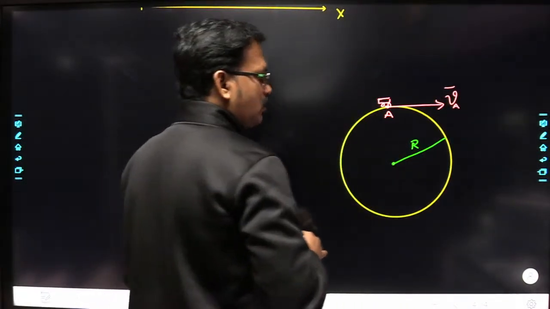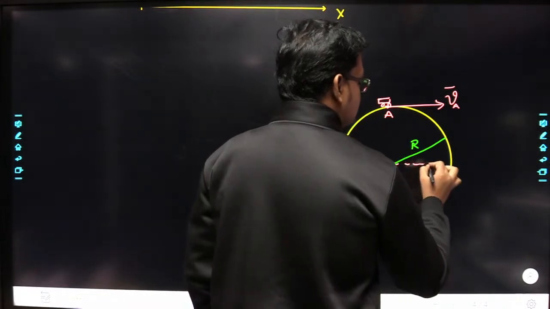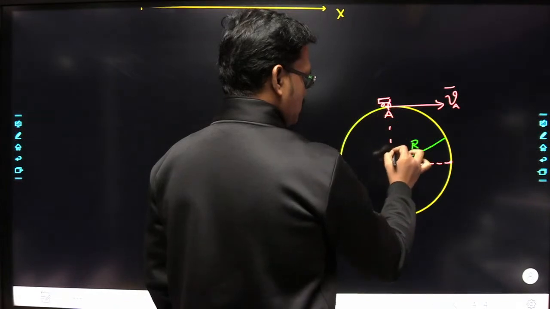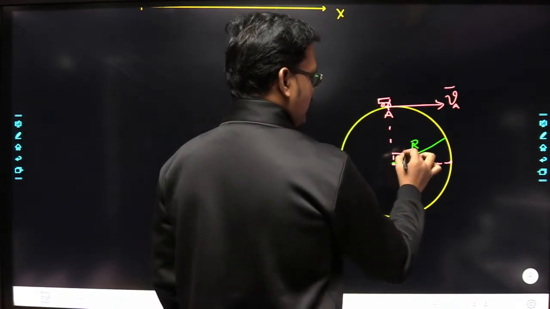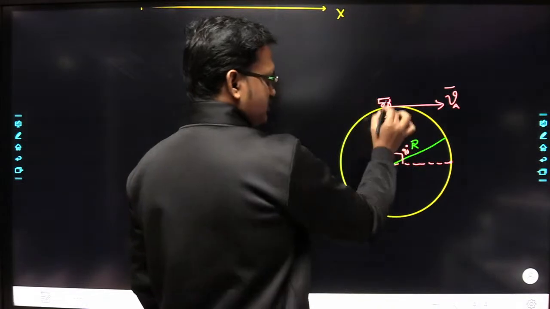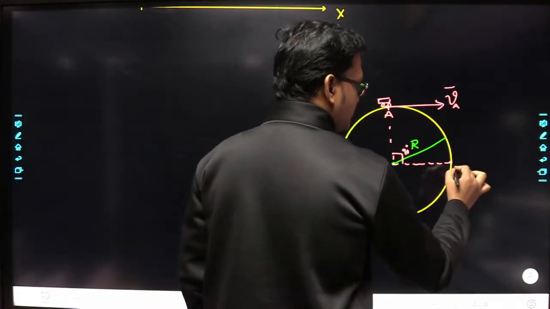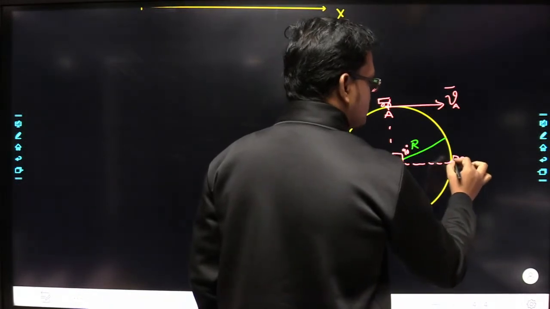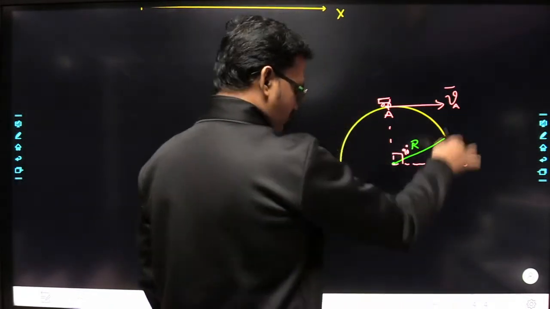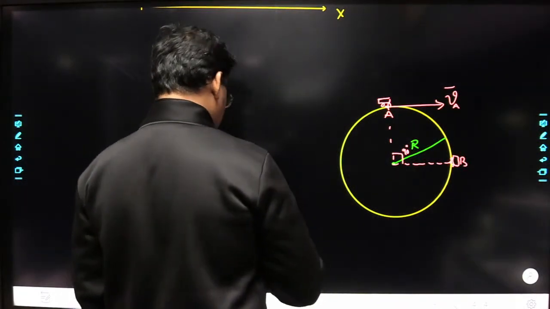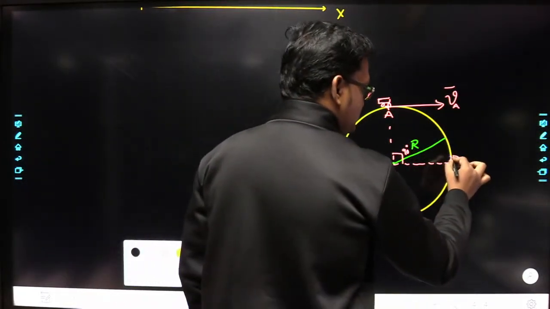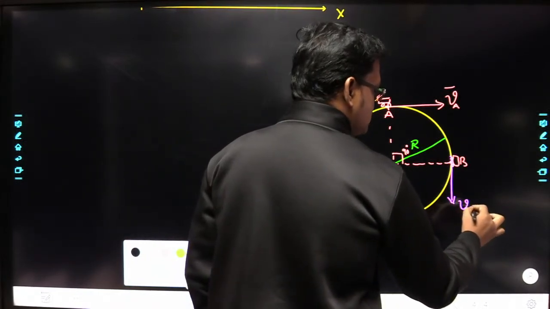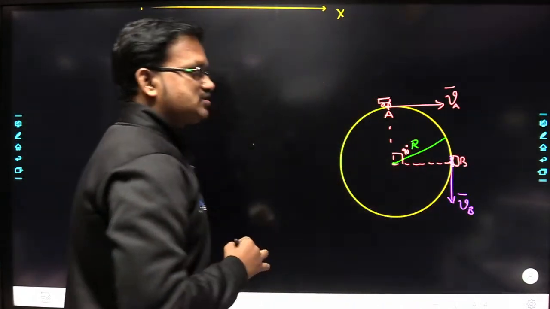Right. Now let us assume it has reached this location here. The angle between this point A and let us say this point B is 90 degrees. So this point is B. Now the car is present here. So what is the direction of velocity here? It is going to move in this direction. Let us say this is VB bar.